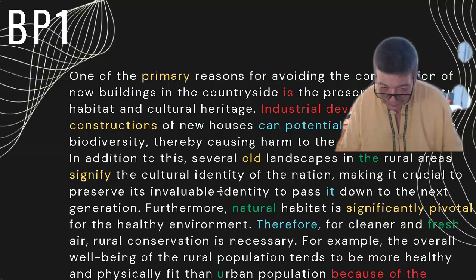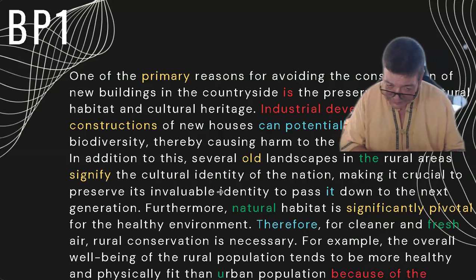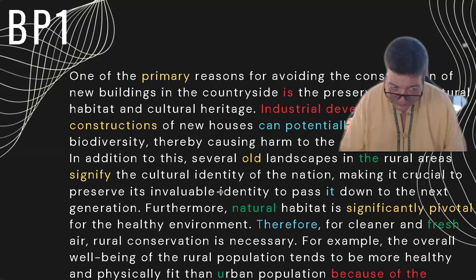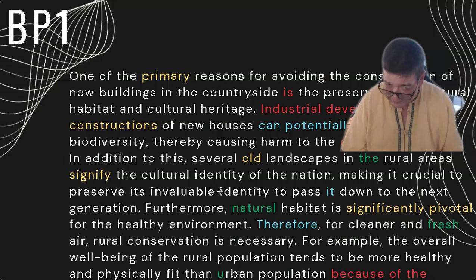Okay, now you're overdoing it on the words. Making it crucial to preserve its invaluable identity. Okay, making it crucial, invaluable. Crucial and invaluable are doing the same thing here, so it's extra words you don't need. To pass it down to the next generation. Okay, so now you're going to go from ecosystem, which is natural, to culture in the middle, and then back to ecosystem and environment at the end. That's a very poor paragraph construction.